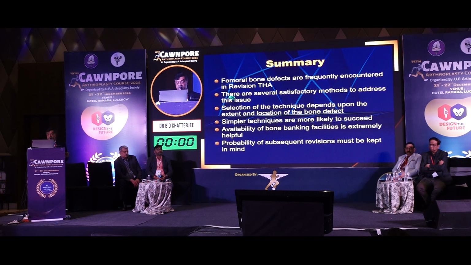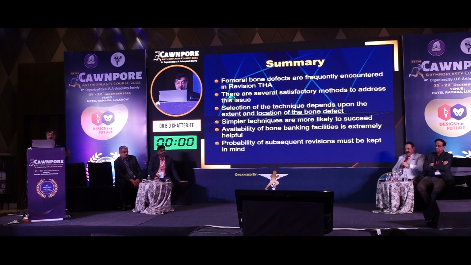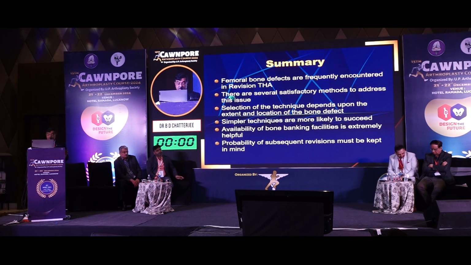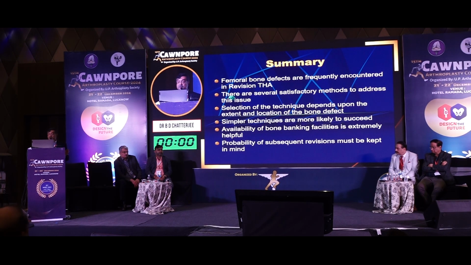So in summary, femoral bone defects are frequently encountered in the revision total hip arthroplasty. Several satisfactory methods are available today. Selection of the technique depends on the extent and location of the bone defect. You have to remember the simpler techniques are more likely to succeed than complicated ones. Availability of bone banking is helpful, and the probability of subsequent revisions must be kept in mind, and that's where I think the use of bone grafts becomes very important.